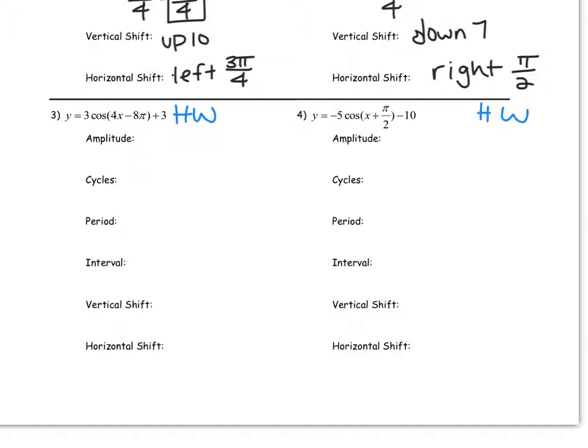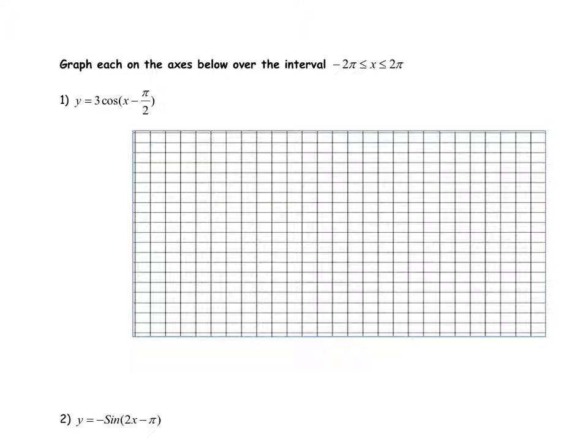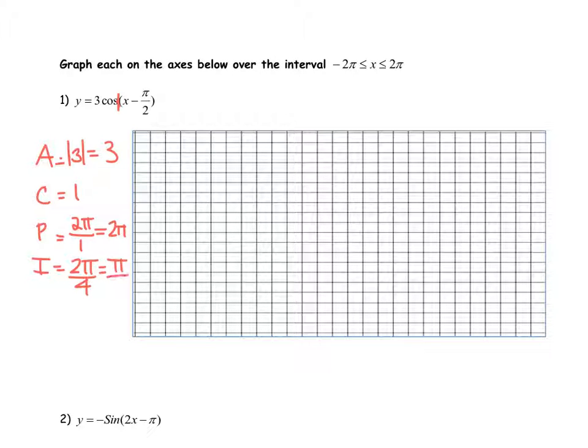All right, let's see if we can graph shifts that are horizontal. Okay, so we need all of the pieces like we did before. We need the A, the C, the P, and the I. So my amplitude here is we're going to look at this 3. So we're going to take the absolute value of 3, which gives me 3. My cycles is the number in front of the x, which is 1. Period is 2 pi over the cycles, which is 2 pi. The interval is the period divided by 4, which reduces to pi over 2.